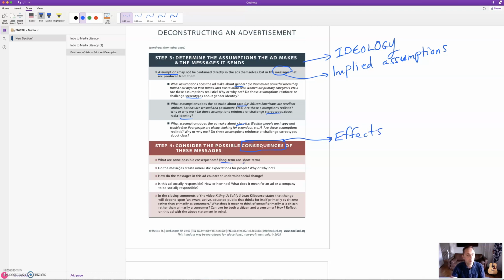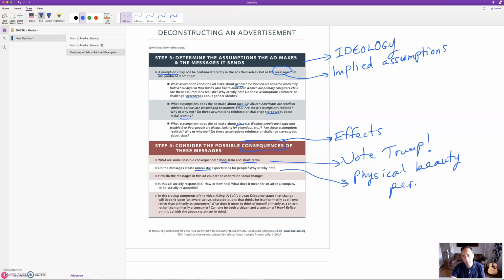Are they long-term or short-term? So maybe it's, vote Trump is what the ad is saying. Are there consequences to their messaging? Are there any unrealistic expectations that the messages create? Maybe physical beauty perfection is one common one, which we've seen a reaction against in popular media, but it used to be really bad.